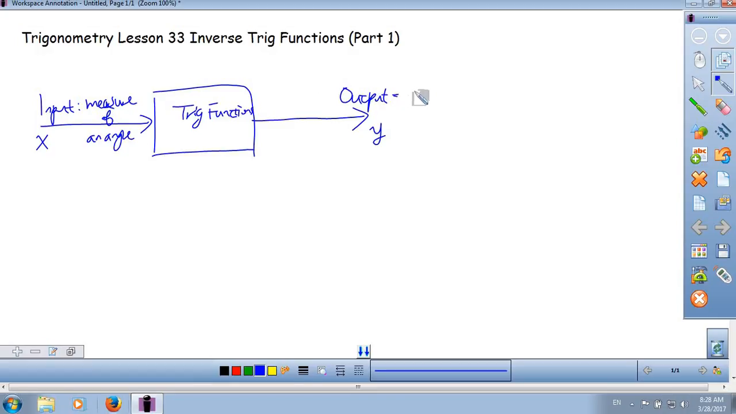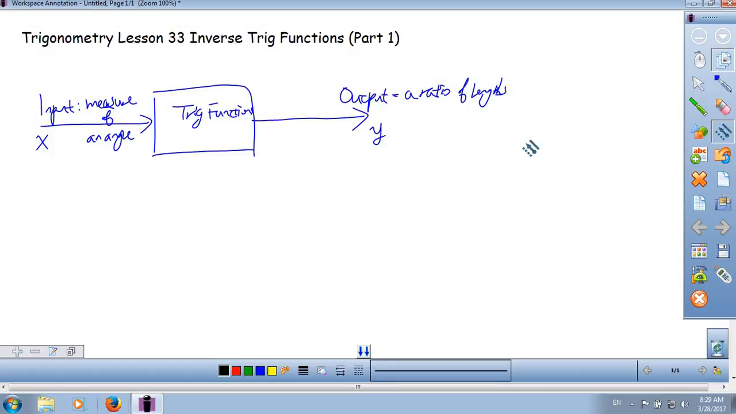And what do we get out? The output usually represents a ratio of length that's related to the angle, right? So if you remember when we defined it using either the right triangle, the unit circle, or the circular definition, the input is usually the measure of an angle, and the output is the ratio of length. Okay, the output is a ratio of length.